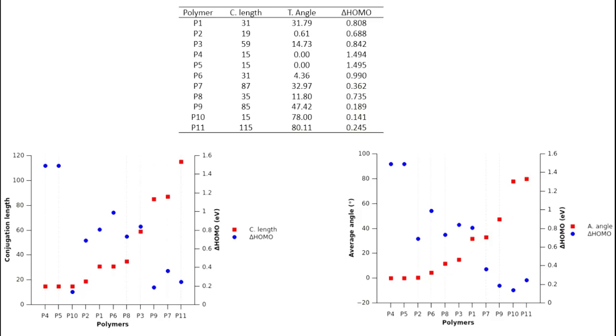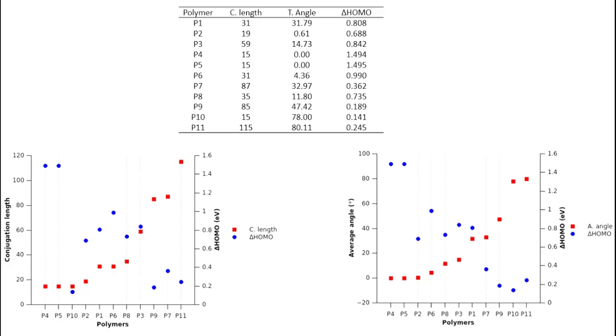Observing this tendency, we obtained from each optimized tetramer the conjugation length, which is associated with the physical length of the polymer, and the average twist angle between the units of each tetramer. Additionally, we calculated the difference between the tetramer and the monomer HOMO energies and called it delta HOMO. For each tetramer, delta HOMO was plotted with the conjugation length on one hand and with the average twist angle on the other hand. The tetramers were ordered upward with respect to conjugation length and twist angle, respectively.